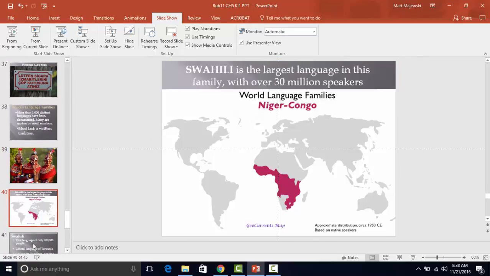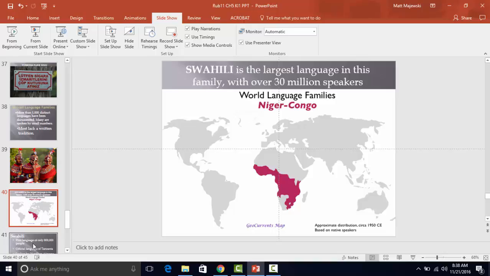We're looking at some of the most common. In the southern half of Africa, the most common by far is Niger-Congo. That is the largest family. And the most commonly spoken version of that family, or language in that family, is Swahili, which is really just a mixture of different tribal tongues. There's over 30 million people that speak it.